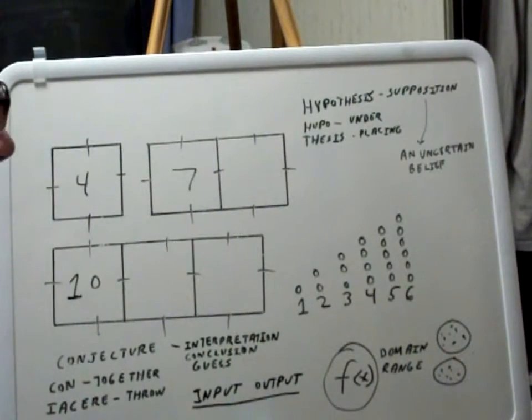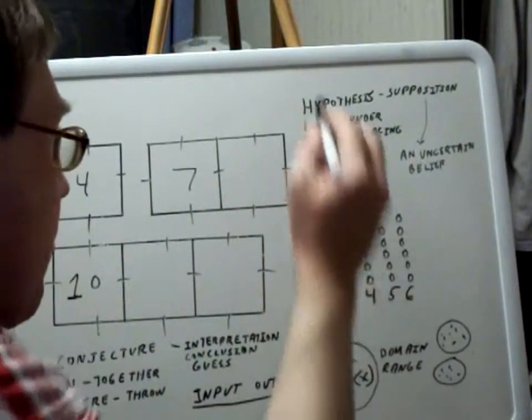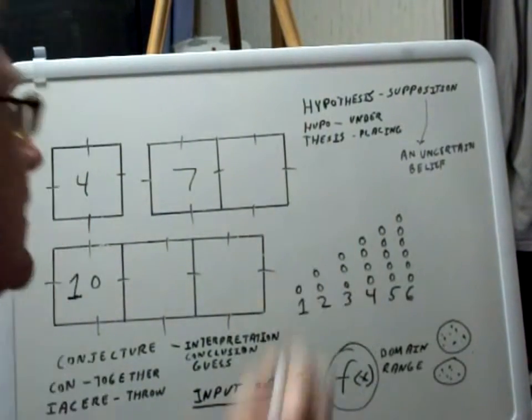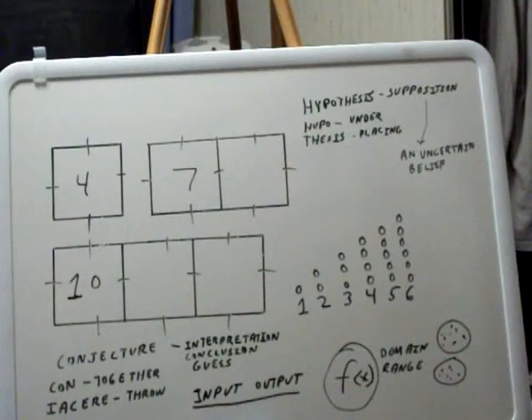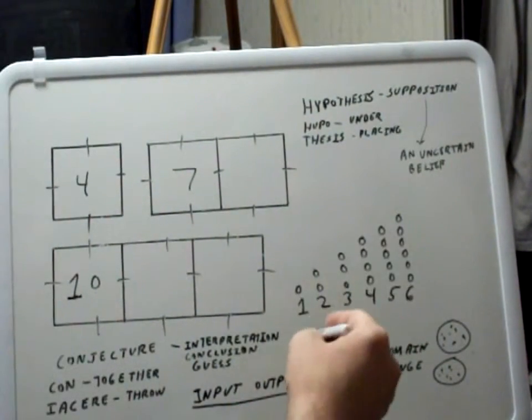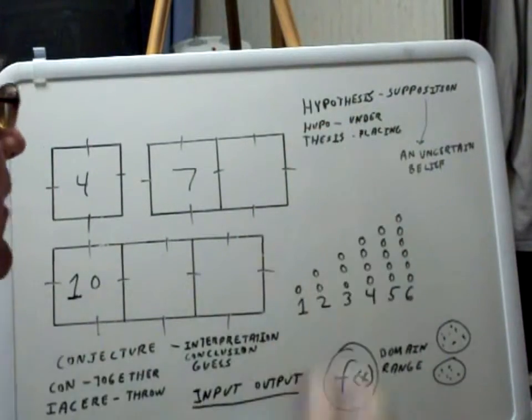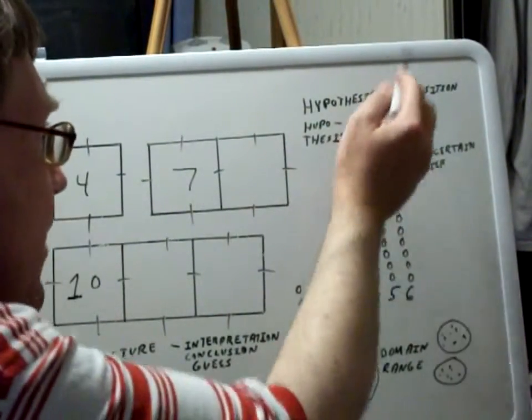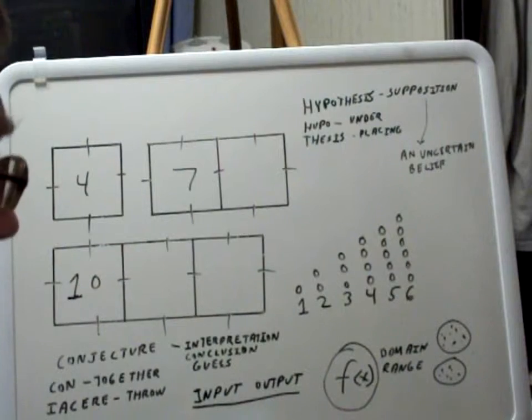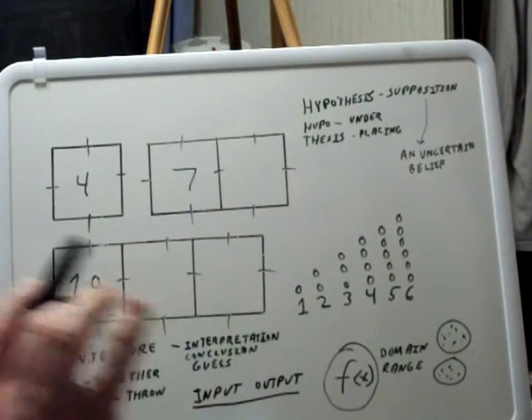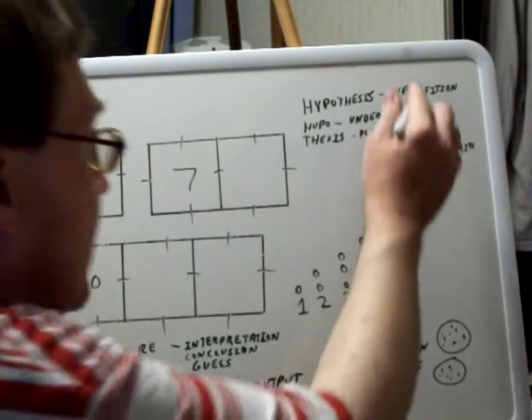Hupo in the Greek means under. This is a Greek prefix. Thesis is a Greek suffix, and it means placing. So literally, when you're defining hypothesis, you're placing something under something else. Now then, the correct definition of hypothesis is supposition.